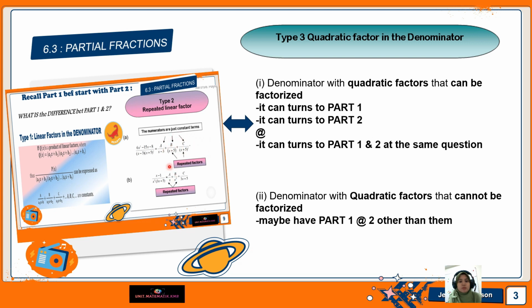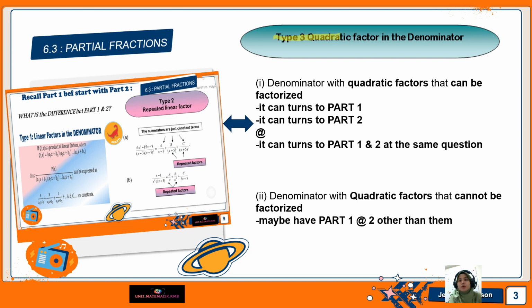This is what we call repeated factors. So that means that for linear factors, you can just rewrite them. But for repeated linear factors, we have to rewrite according to the increasing power. So we start with a power of 1, power of 2. For example there.